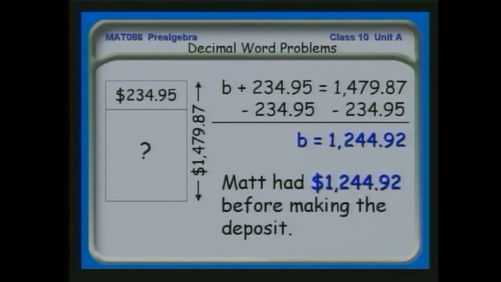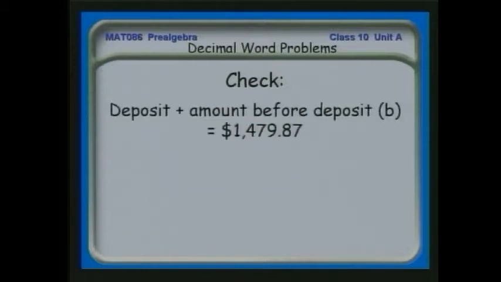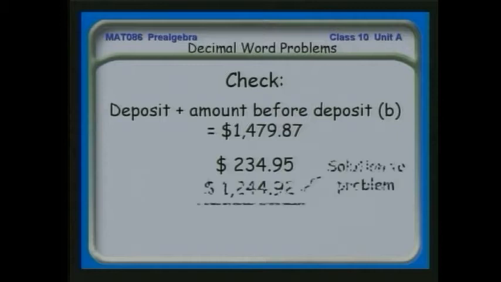So we find that Matt had $1,244.92 before he made the deposit. And of course we can check this by taking the deposit plus the amount before the deposit, adding that to what we get as the solution, and we find we wind up with the amount he had after he made the deposit. So we're pretty sure that we've done this problem correctly.